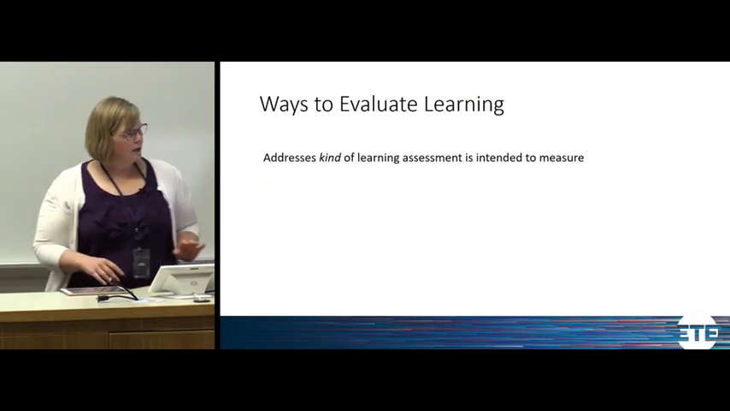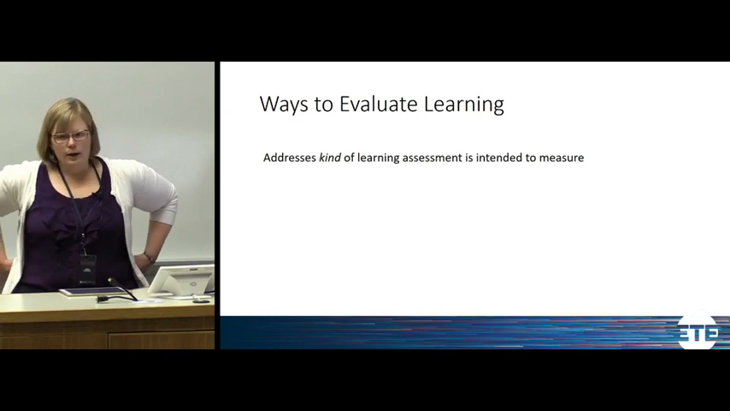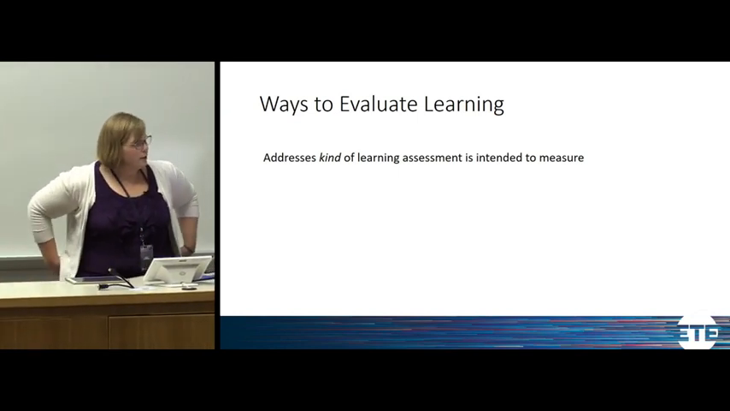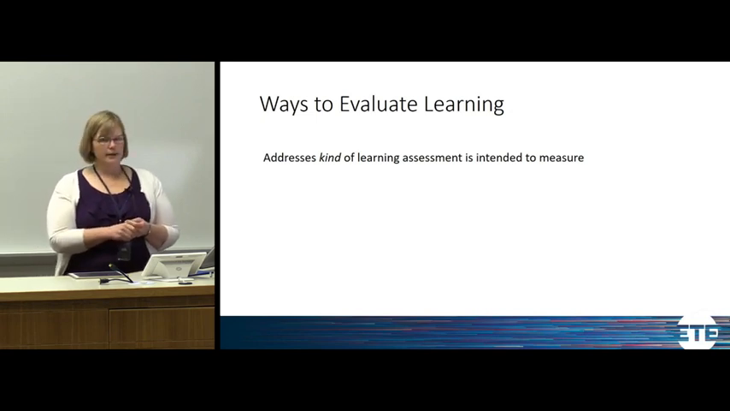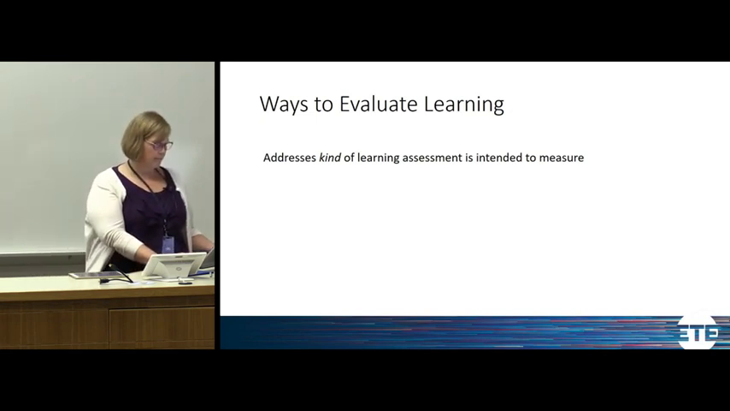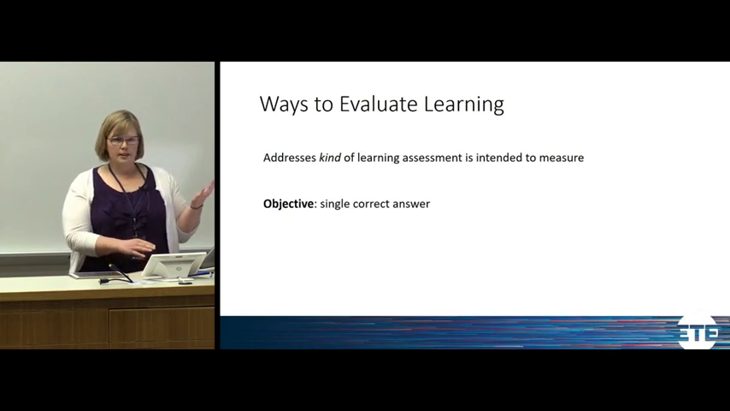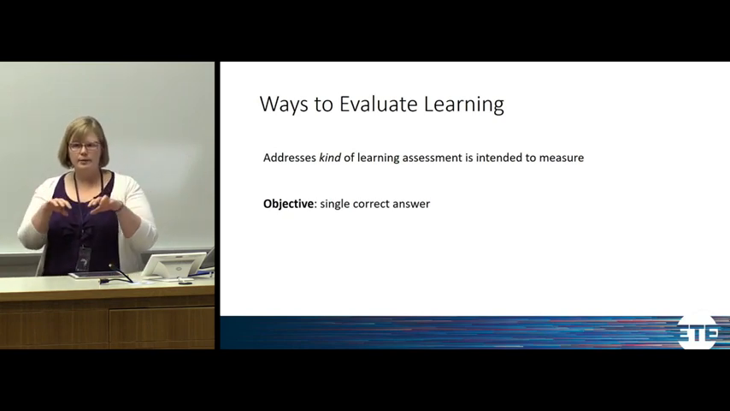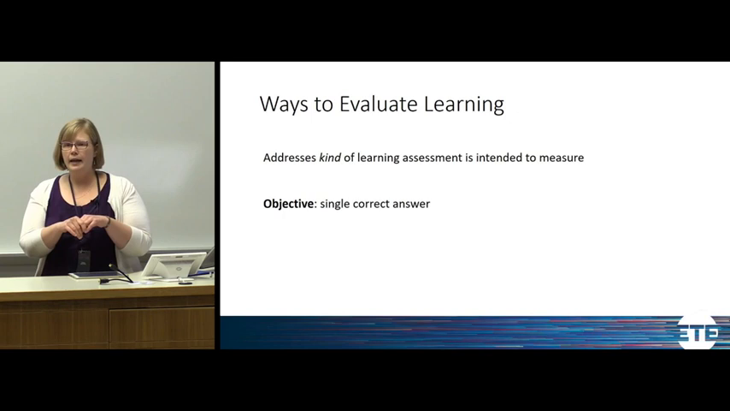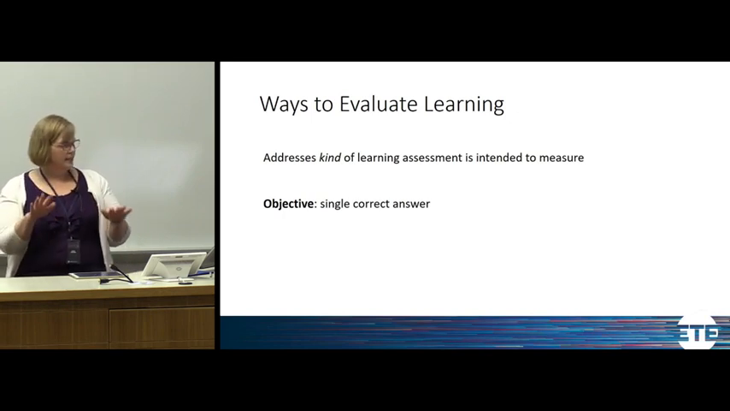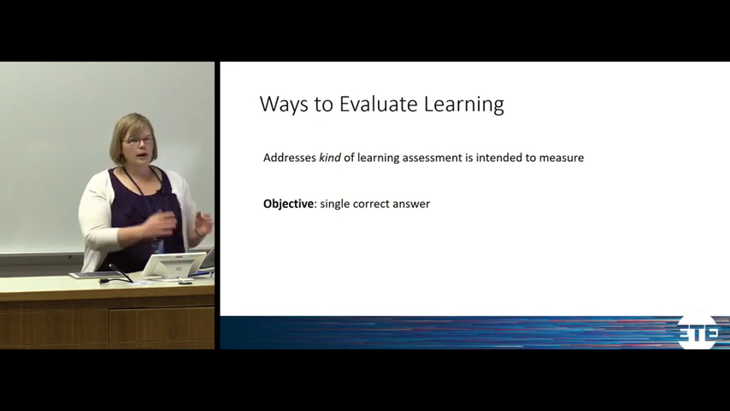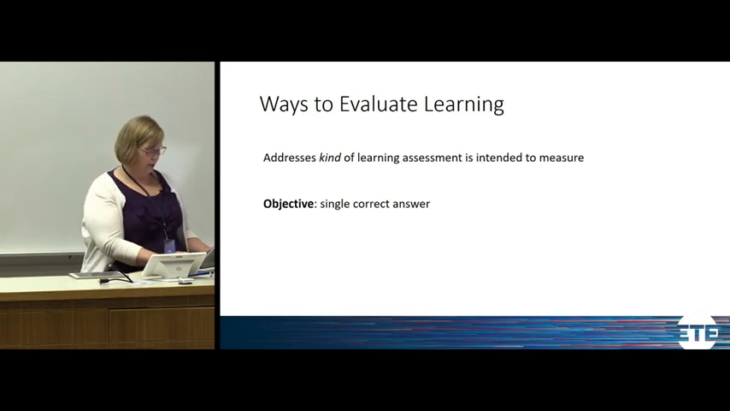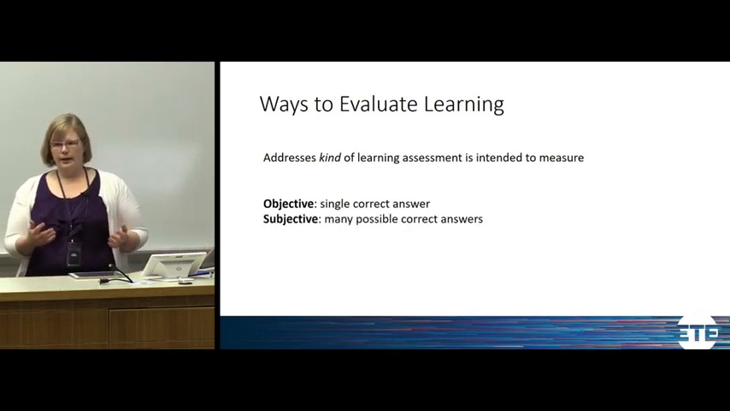Okay, so now a little bit more about the ways that you can evaluate learning. The first distinction that I want to make is that you can address the kind of learning that's happening, what you're trying to measure. The first option would be that it's objective, so you're trying to get them to give you a single answer. I'm not saying by contrasting these things that one is preferred over another, but rather that you might want to prefer certain ones in certain situations. The other end of the coin would be subjective, that there are multiple answers.